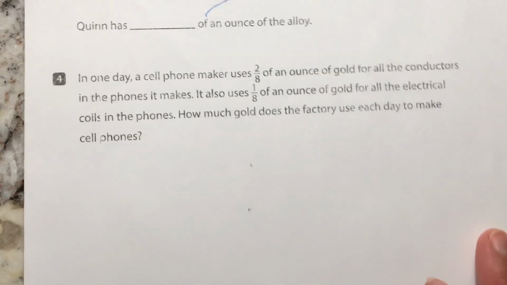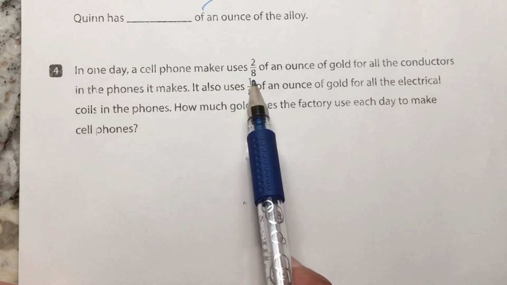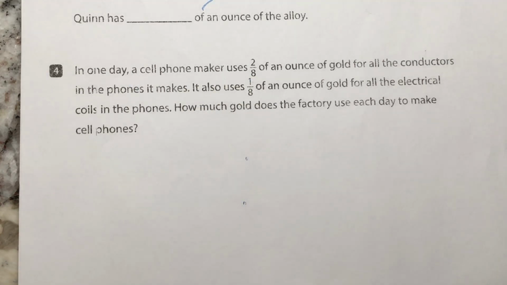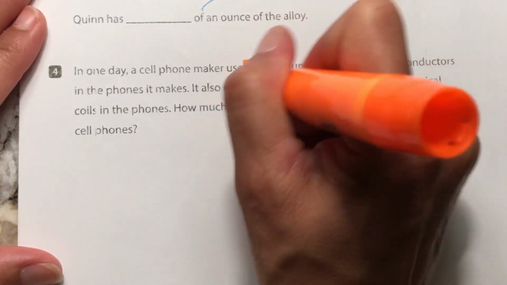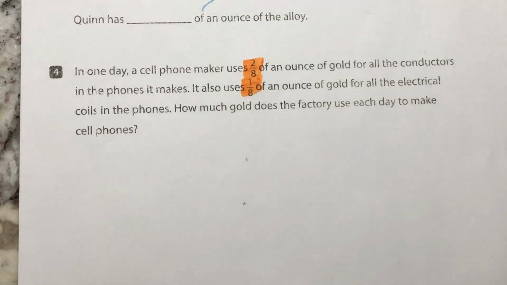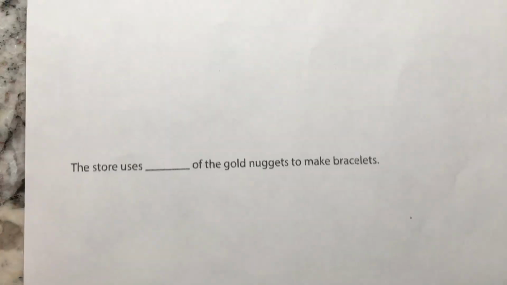Okay, second to last problem, number 4. In one day, a cell phone maker uses 2/8 of an ounce of gold for all the conductors in the phones it makes. It also uses 1/8 of an ounce of gold for all the electrical coils in the phone. How much gold does the factory use each day to make cell phones? This is simply an addition problem. You're going to add up the two amounts and write your answer down.